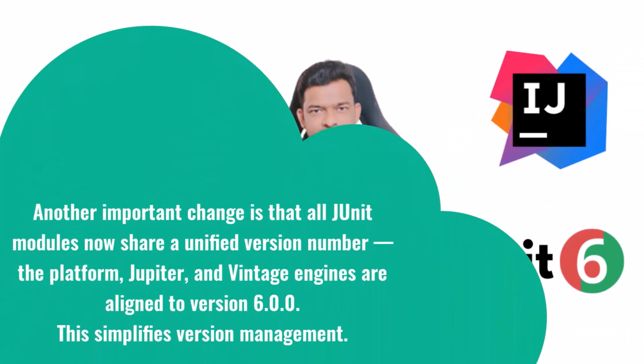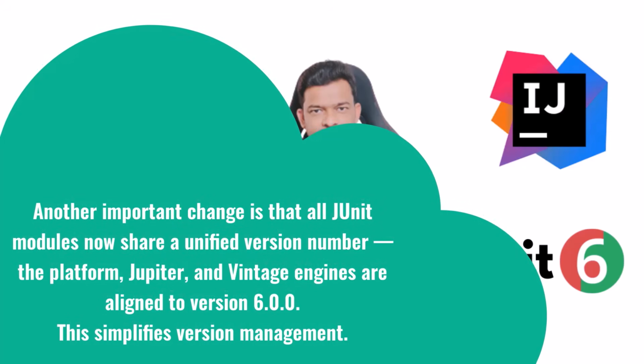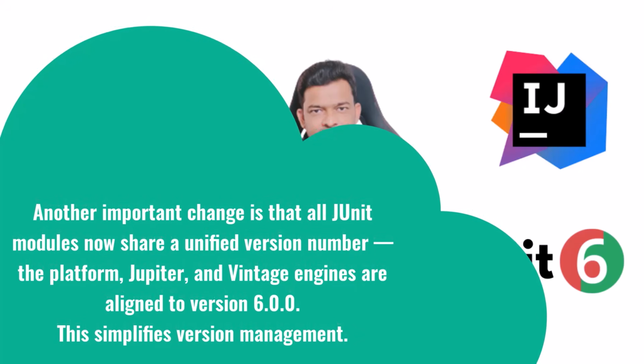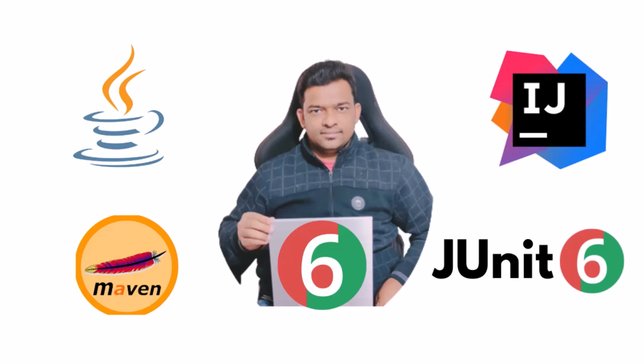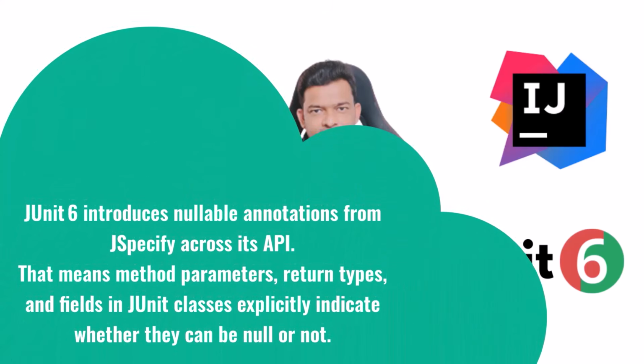Another important change is that all JUnit modules now share a unified version number. The platform, Jupiter and Vintage engines are aligned to version 6.0.0. This simplifies version management. JUnit 6 introduces nullable annotations from JSpecify across its API.